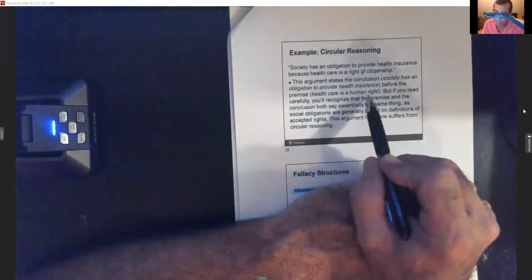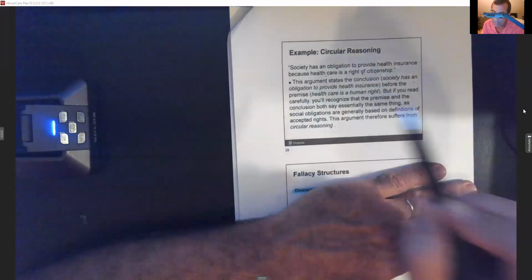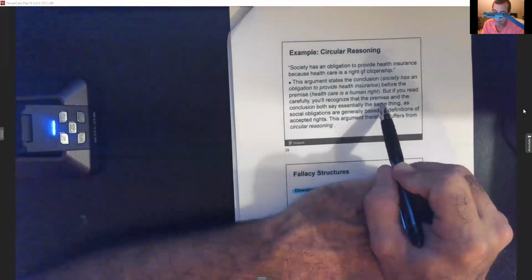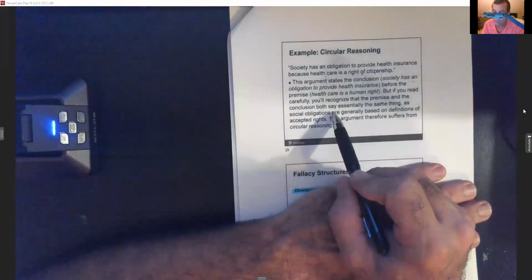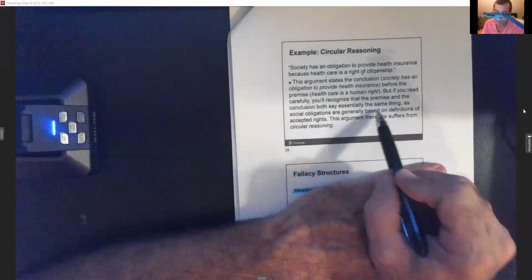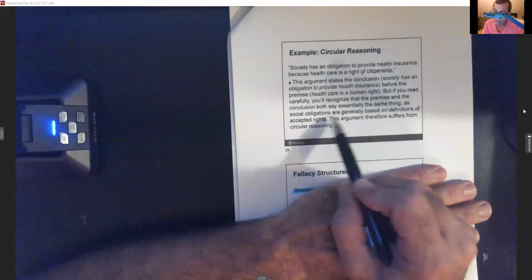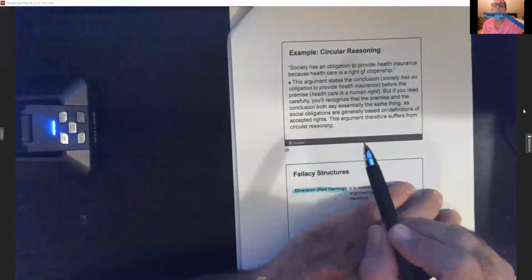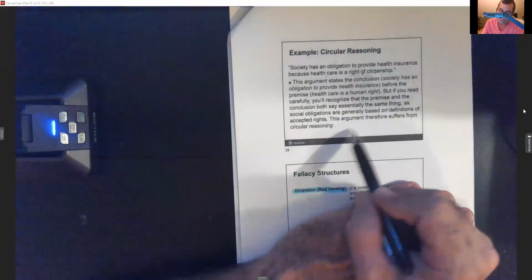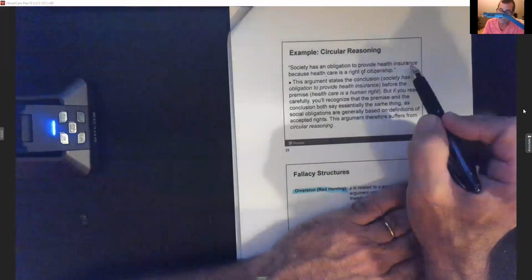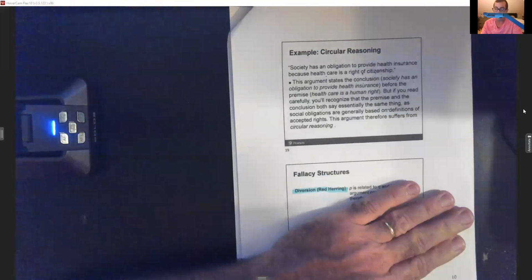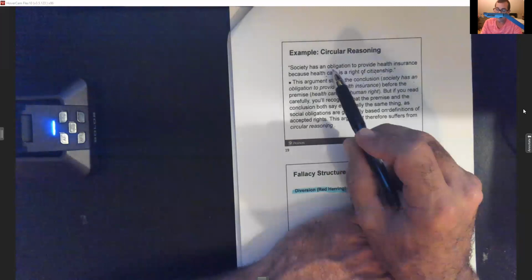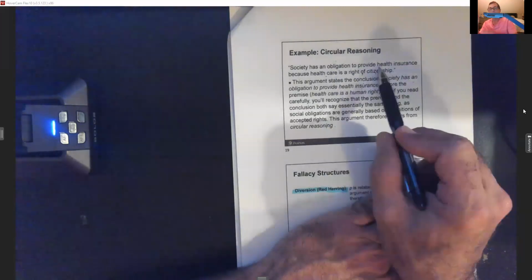health care is a human right. But if you read carefully, you'll recognize that the premise and the conclusion both say essentially the same thing, as social obligations are generally based on definitions of accepted rights. So it suffers from circular reasoning. You're not telling me anything new. Everybody has a right to health care. Society has an obligation to provide health insurance. Is that not saying the same thing, right?